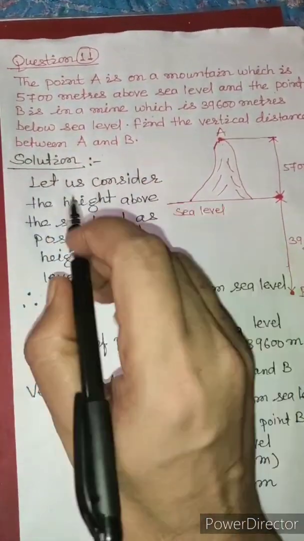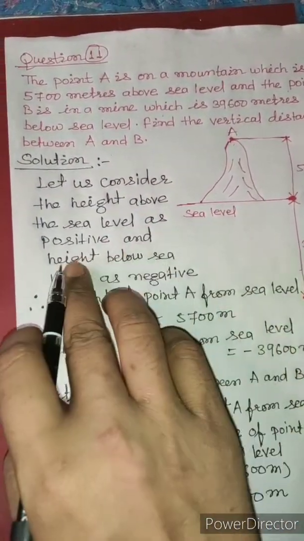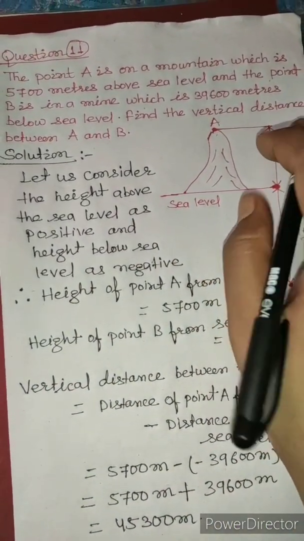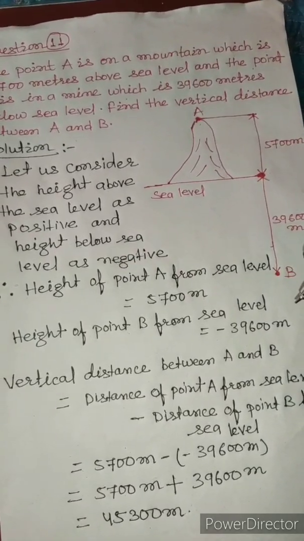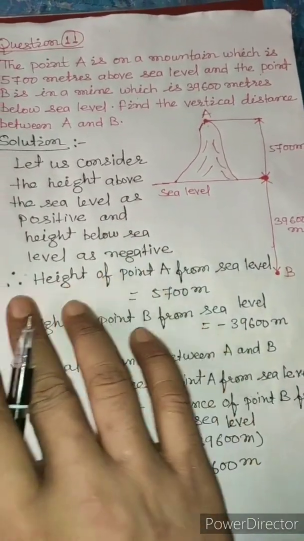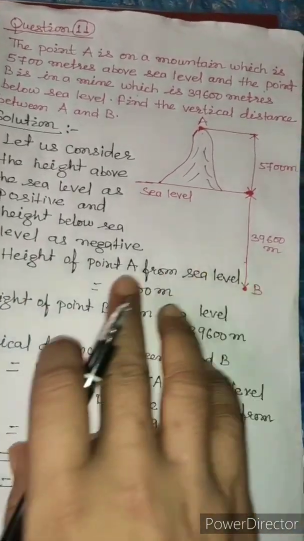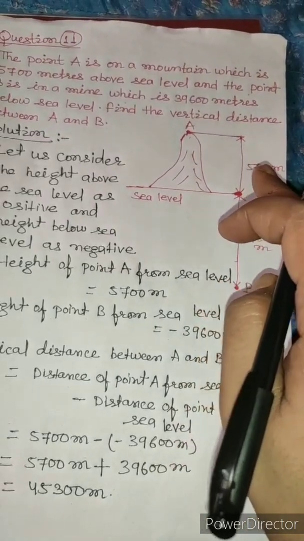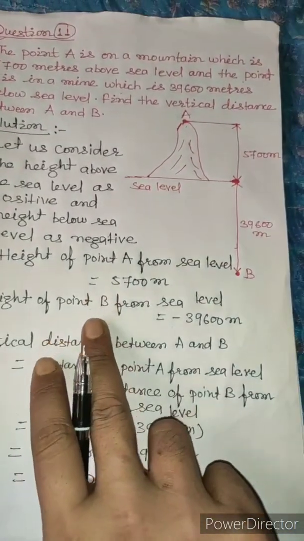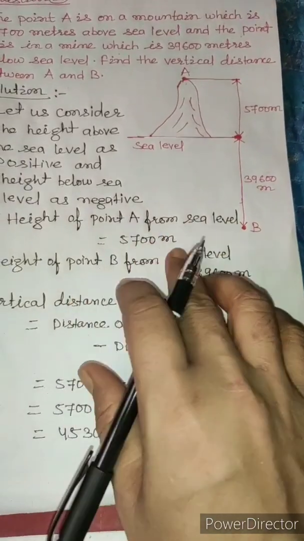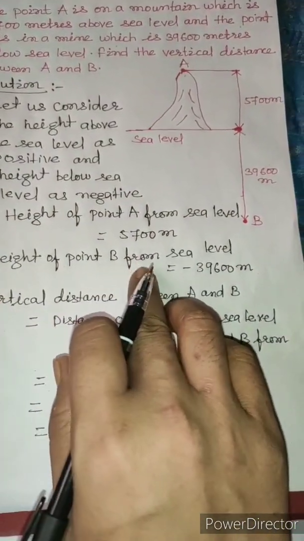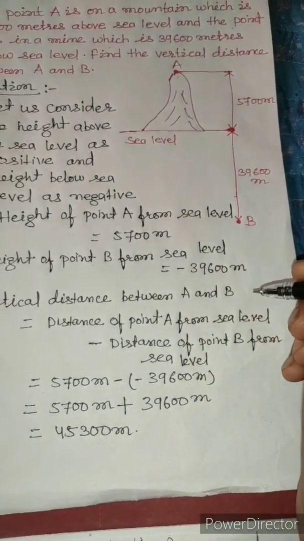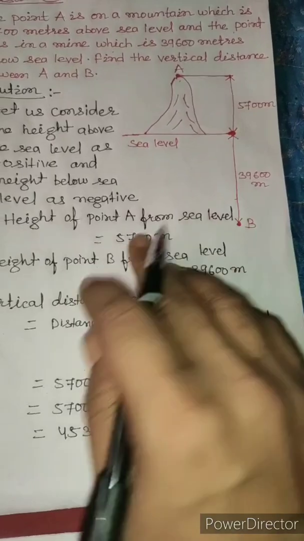Let us consider the height above sea level as positive and the height below sea level as negative. Therefore, the height of point A from sea level will be 5,700 meters. It will be positive. And the height of point B from sea level will be minus 39,600. It will be negative.